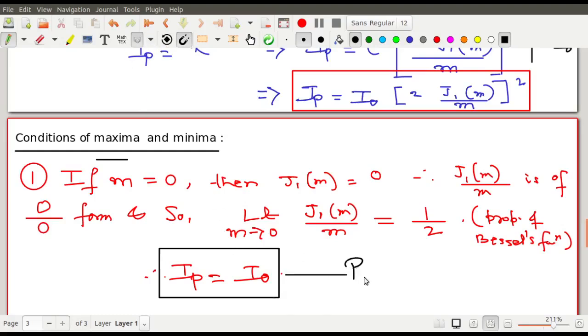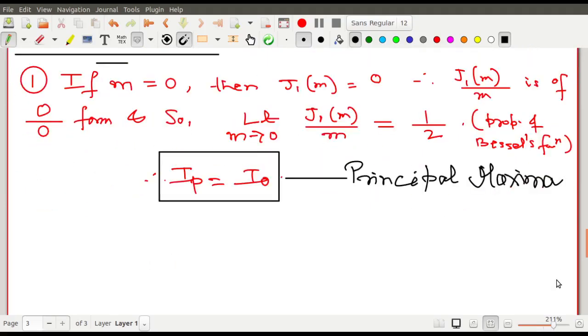And you will see that the other maximas are less than this, and that is how this one is called the principal maxima. At this moment you will not understand the principal maxima. You will not understand that this is the principal maxima unless you see the other maximas. It will just appear to be a normal maxima.